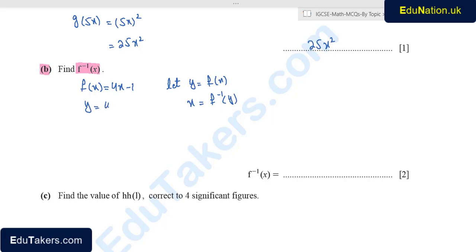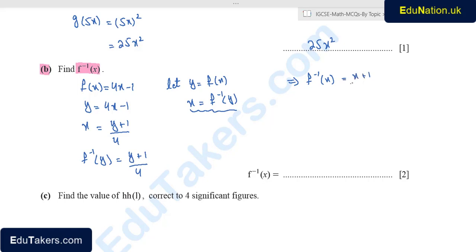y is equal to 4x minus 1, and from this x is equal to y plus 1 over 4. Now x is equal to f inverse of y. So f inverse of y is equal to y plus 1 over 4. Now replacing y with x, this implies f inverse of x is equal to x plus 1 over 4.